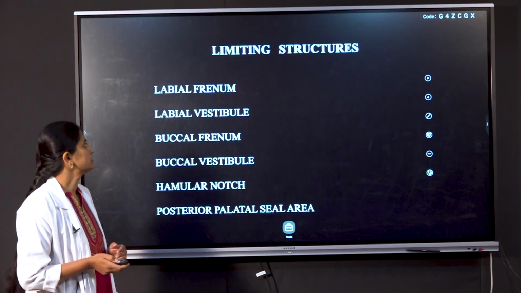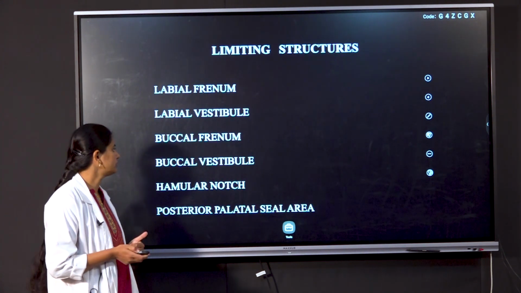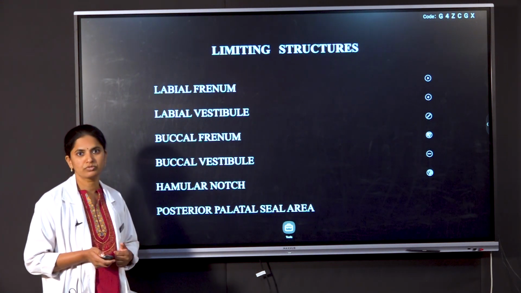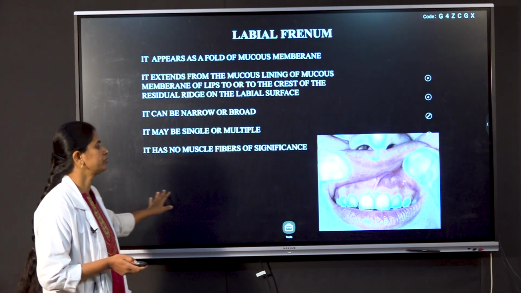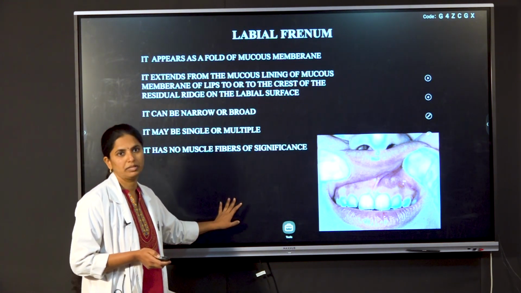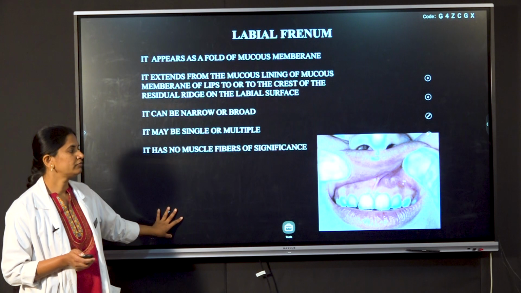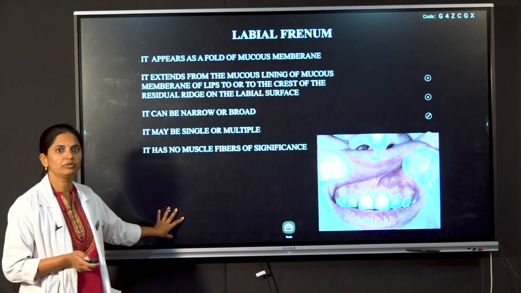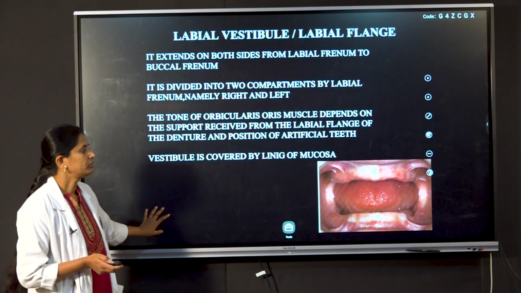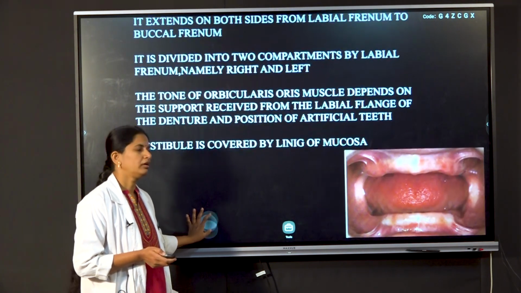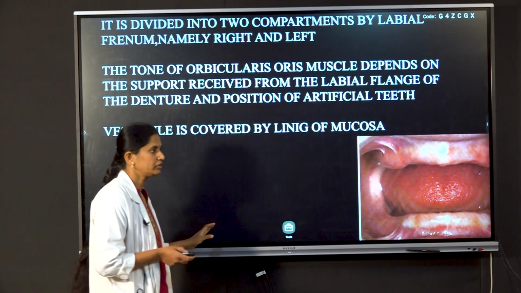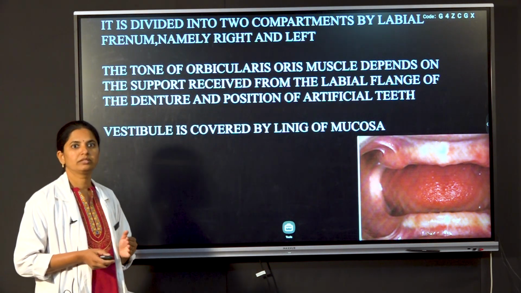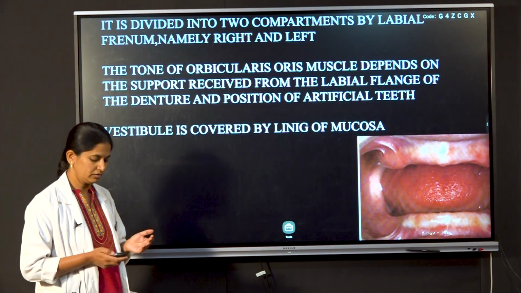So, limiting structures: labial frenum, labial vestibule, buccal frenum, buccal vestibule, hamular notch, posterior palatal seal area. Labial frenum is a fan-shaped structure attached from the crest of the ridge to the lip. There are no muscle fibers in the labial frenum; it is purely fibrous tissue. Labial vestibule: the boundaries of the labial vestibule on the right side are from the buccal frenum anteriorly to the labial frenum, medially the crest of the ridge, and labially the labial mucosa.